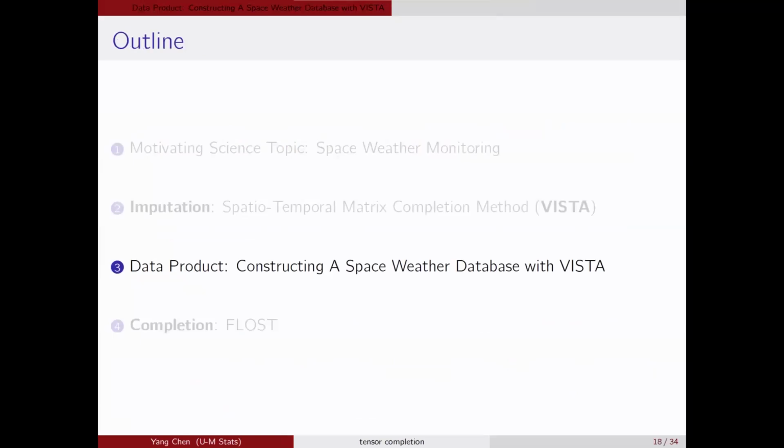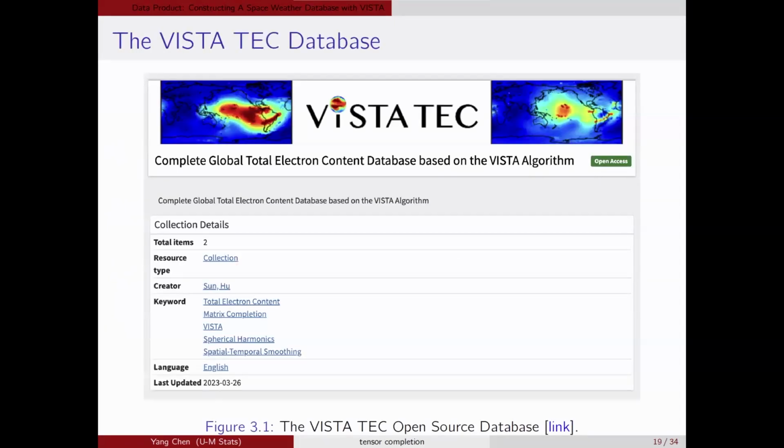And we actually wrote up a data product paper for people who are interested in studying large-scale tensor data or spatial temporal data. It's used by the space weather community quite a lot nowadays to initialize their numerical simulation models, and also as a benchmark to compare the numerical simulation models against. This is our website for the VISTA TEC dataset. Right now it's stored at the University of Michigan library system. It is a very old system, so everything is zipped up month by month. So downloading is not the most convenient, but that's the best that we can do with the library system.